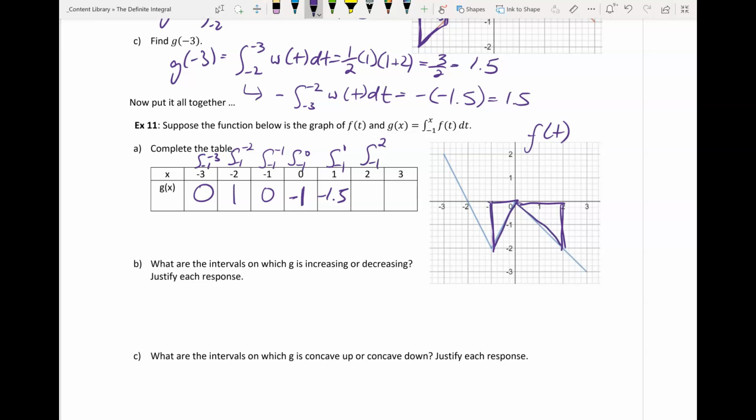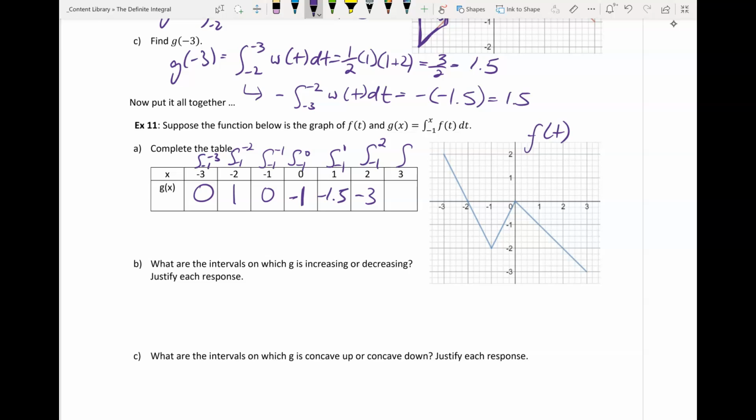Then we're going from negative 1 to 2. This first triangle has an area of 2 times 1 divided by 2, which is 1. And it's underneath, so that's going to be negative 1. This other one is 2 times 2, which is 4, divided by 2, which is 2, and they will be negative because it's below the x-axis. So overall, our area is 3 here.